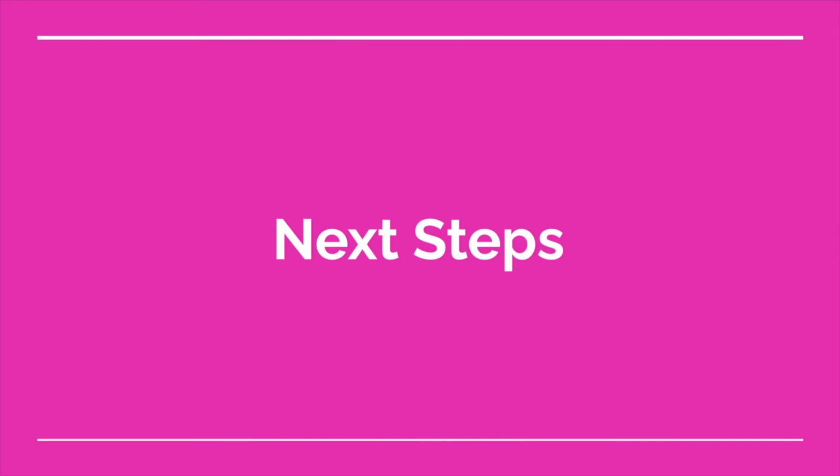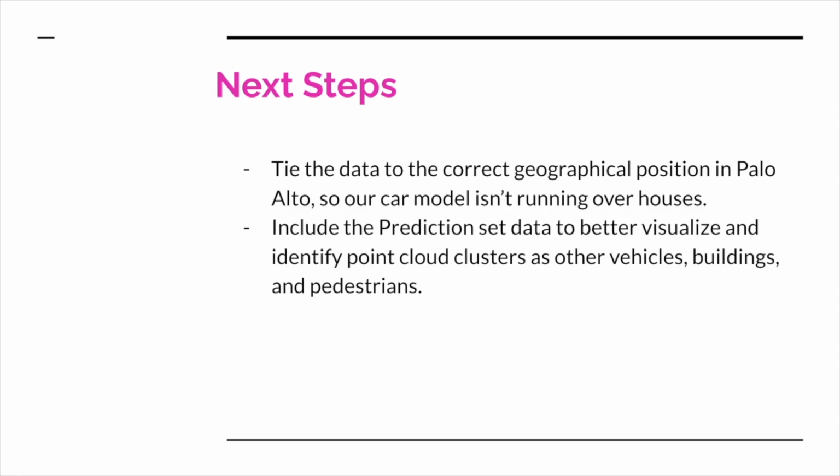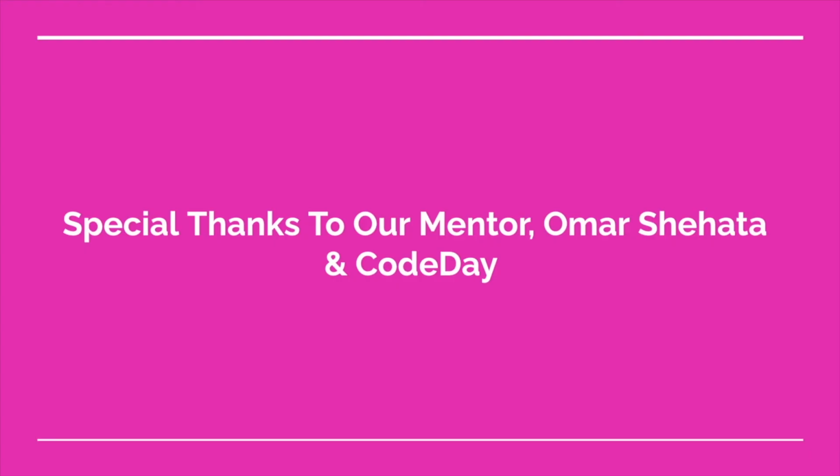Next steps. Some improvements that we could make to our application include tying the data to the correct geographical position in Palo Alto, so our car model isn't running over houses. This may be provided in Lyft's dataset, but it would take some more analysis in order to find it and utilize it. We would also like to include the prediction dataset to better visualize and identify point cloud clusters as other vehicles, buildings, and pedestrians.